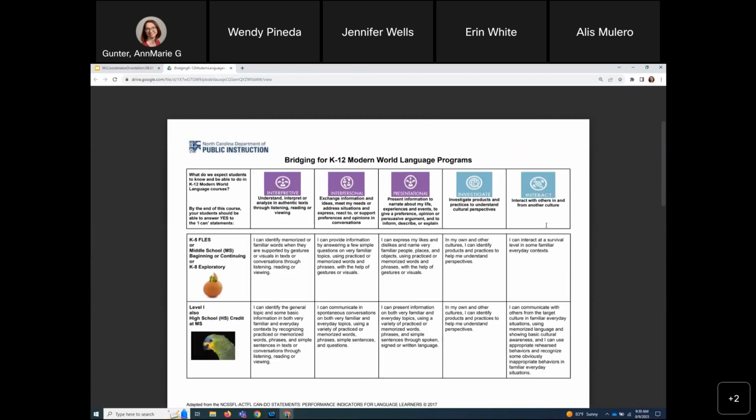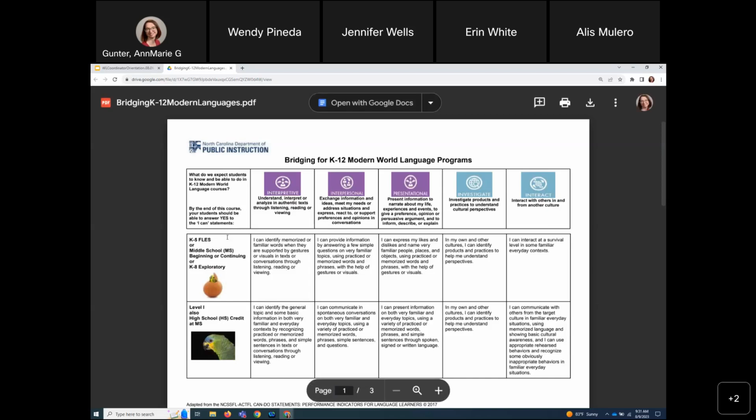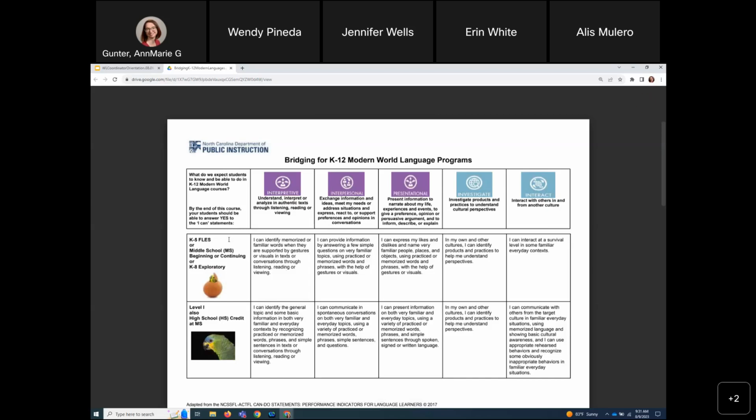And so every bridging document asks the question over there at the left, what do we expect students to know and be able to do in K-12 courses? In this case, the K-12 modern world language courses. And so it says by the end of this course, your students should be able to answer yes to the I can statements. So notice here with modern languages, it starts out in a K-5 FLES, foreign language in elementary school, or middle school, beginning or continuing program. And for each standard, there's an I can statement that the student should be able to say, yes, I can do what it says here in each of these standards areas by the end of my course or program.